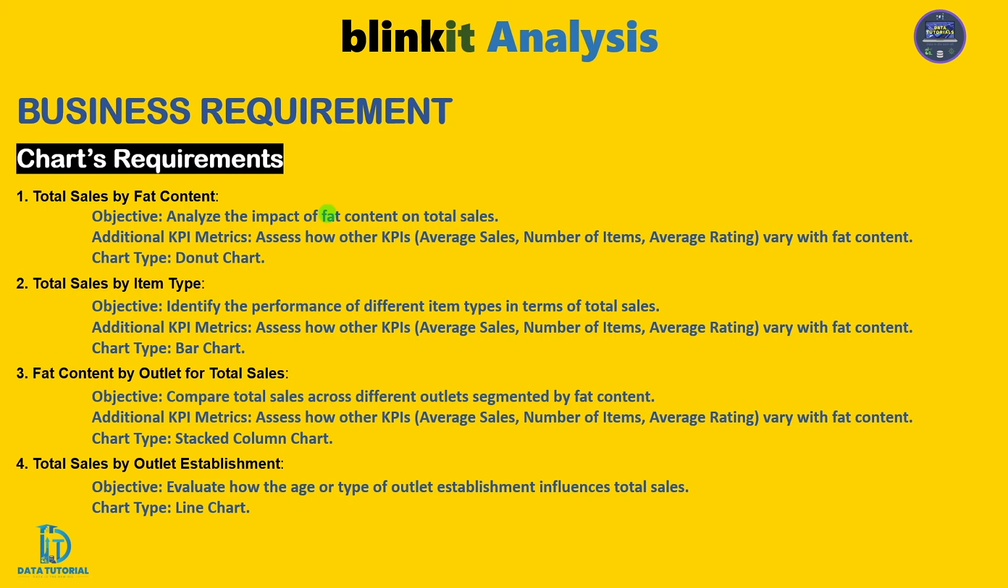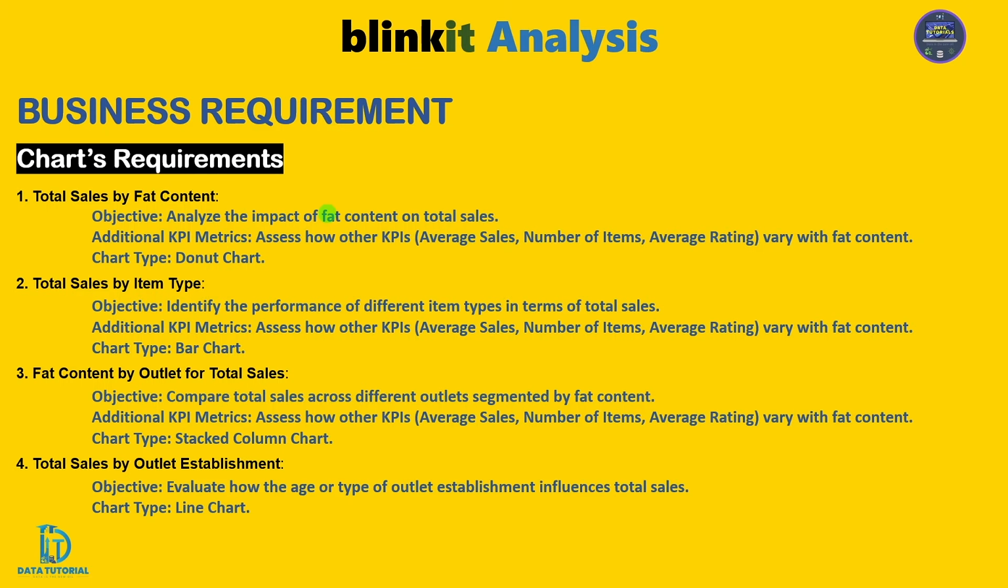Then second, we have to find out the total sales by item type. So depending upon different item types, what are the different total sales which are done, and we are doing this based on a bar chart, right? Similarly, we are going to analyze multiple metrics here. Apart from sales, we will also be seeing the average sales, number of items, and based on average ratings also, how the item type is performing, right?